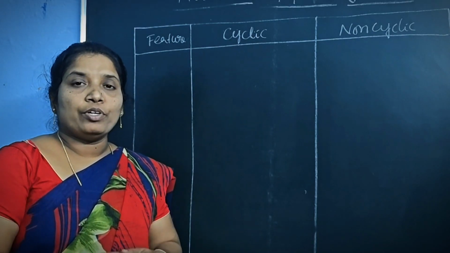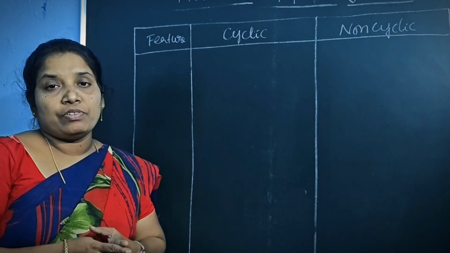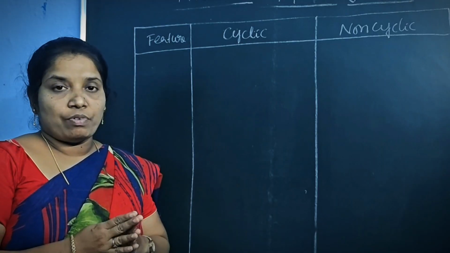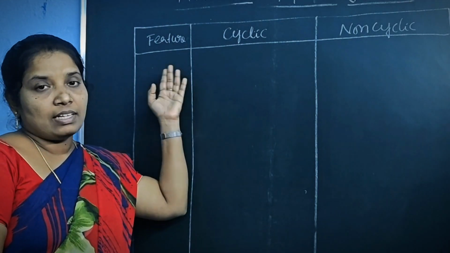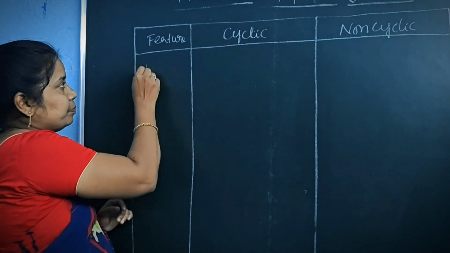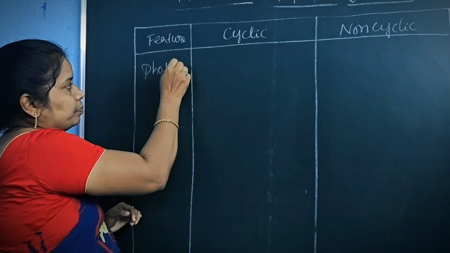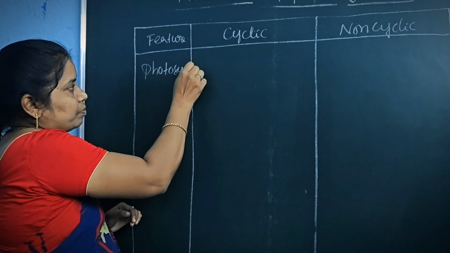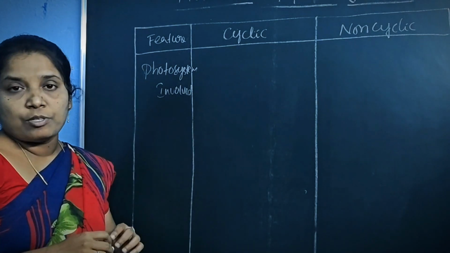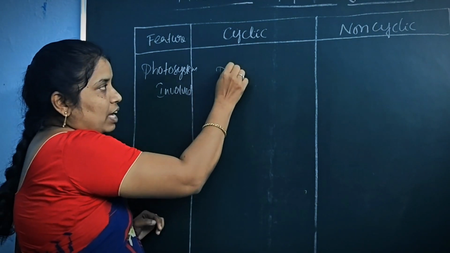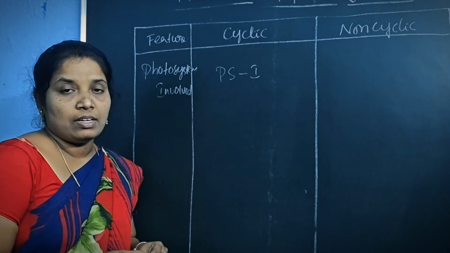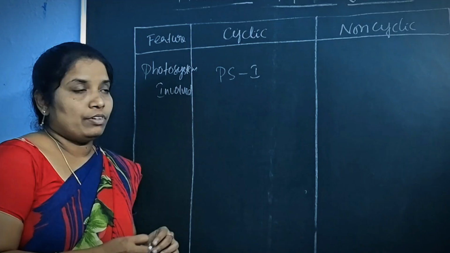In this video, I am going to give you the differences between cyclic and non-cyclic electron transport chains. So let's see the differences one by one. Let's see the features and the differences. The first feature is photosystem involved. In the cyclic transport chain, only photosystem 1 is involved. In the case of non-cyclic photophosphorylation, PS1 and PS2 both are involved.